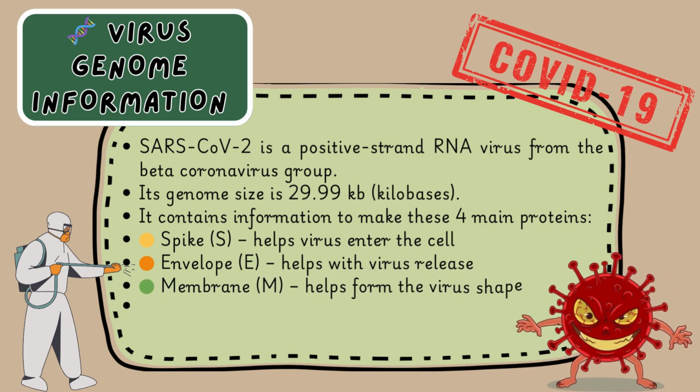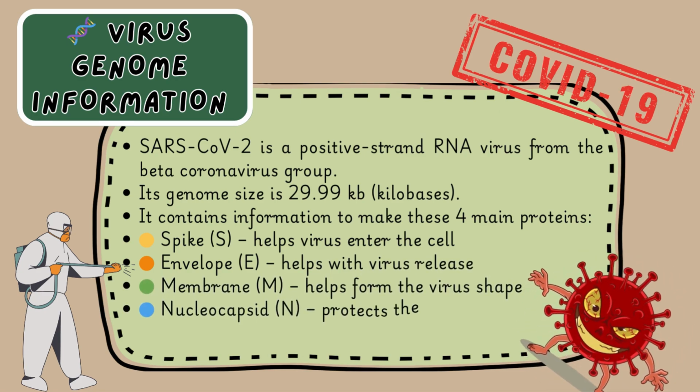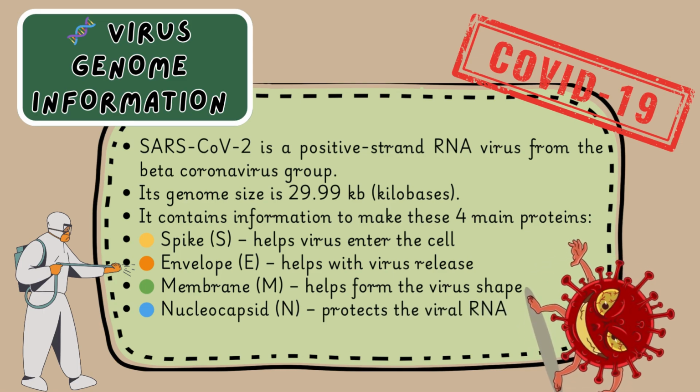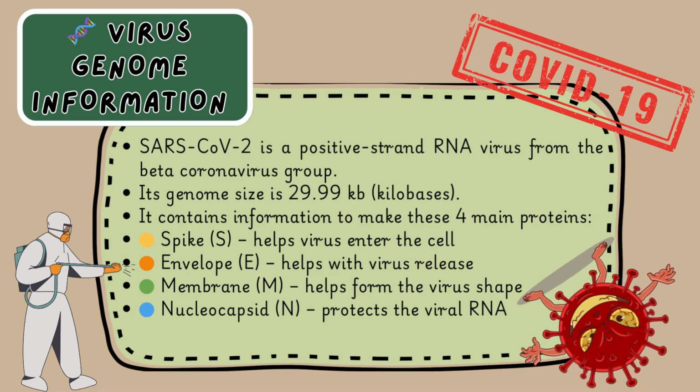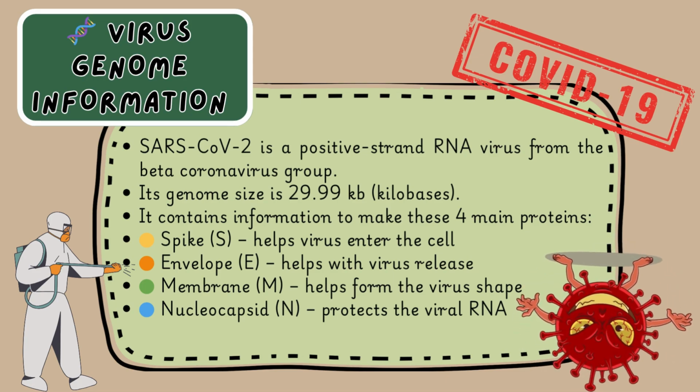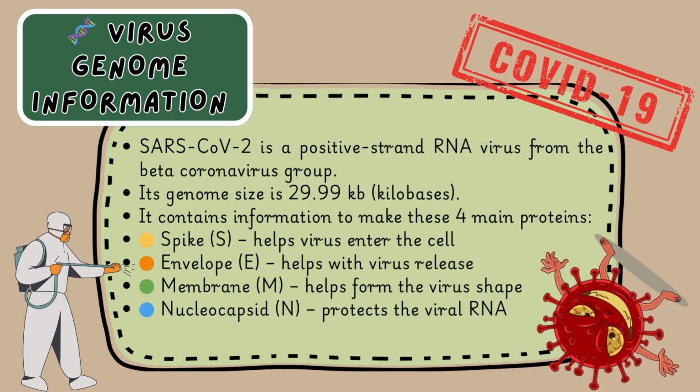First, the spike protein helps the virus enter human cells. Second, the envelope protein helps the virus grow and move. Third, the membrane protein gives shape to the virus. And lastly, the nucleocapsid protein protects the virus RNA and helps it multiply.